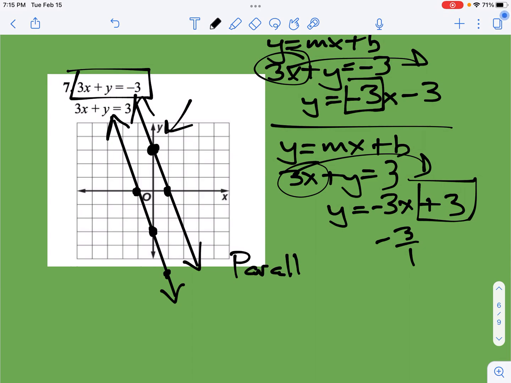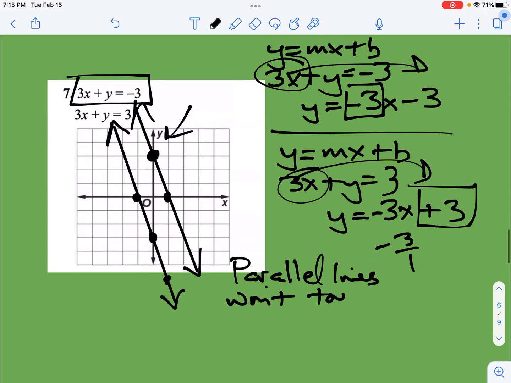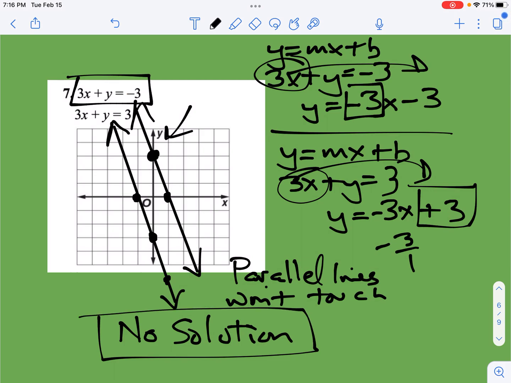These are parallel lines, which means they won't touch, right? And if they don't touch, there's no solution, right? Because the solution set is where they meet. They don't meet. So if they don't meet, there's no solution and there's nothing to worry about. It's just how it is. Okay? All right, now let's look at our next case here.